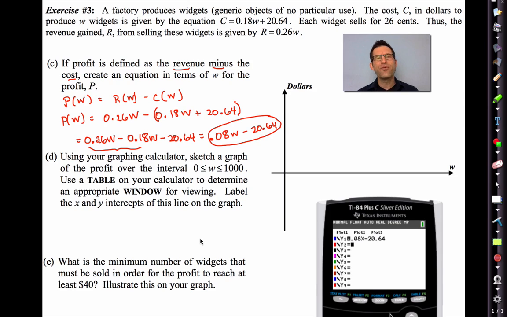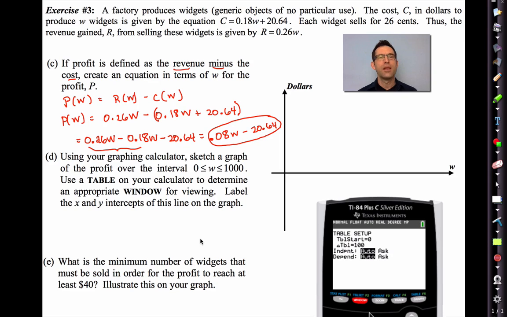Now again, just like before, I'm not sure the best y window to use. I know the best x window, it's 0 to 1,000, but I don't know the best y window. So I'm going to pull exactly the same thing I did before. I want to go into my table, and I want to check out what's going on. So let's go into table setup.